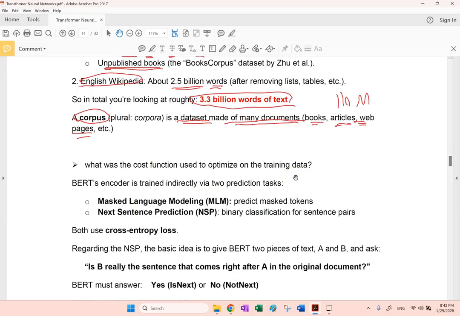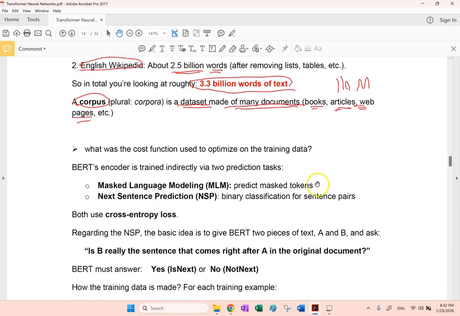Then you might say, what kind of cost function did you use to optimize it? Because when you train it, you have to minimize some cost function. You have to give it some data with some kind of labels, kind of supervised learning, and try to minimize a cost function so these weights converge to something. What kind of cost function was used?